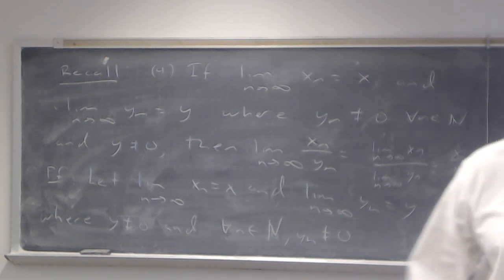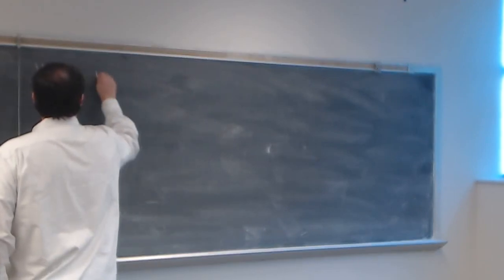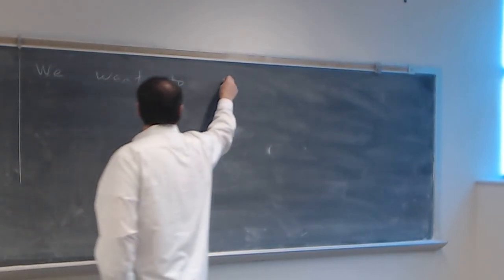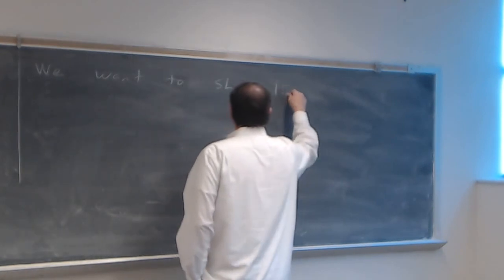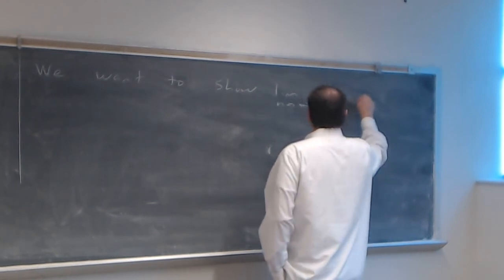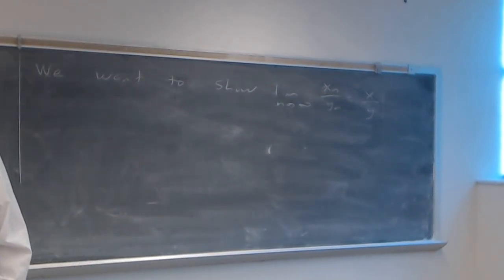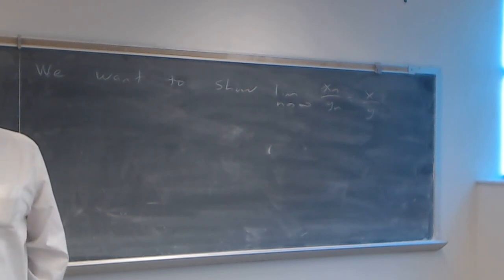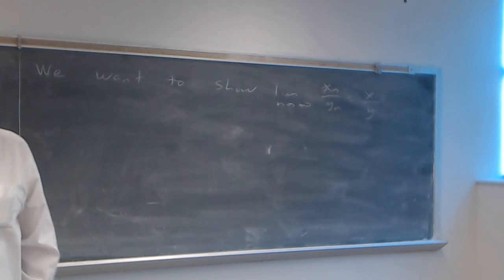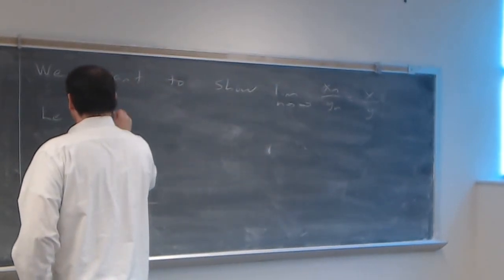So what we want to do is show that the limit as n goes to infinity of x sub n over y sub n equals x over y. That's what we want to do. We are trying to show that a sequence converges to x over y. The way that we generally show that a sequence converges has the same kind of standard process. And the first thing we do is we let epsilon greater than 0 be given.